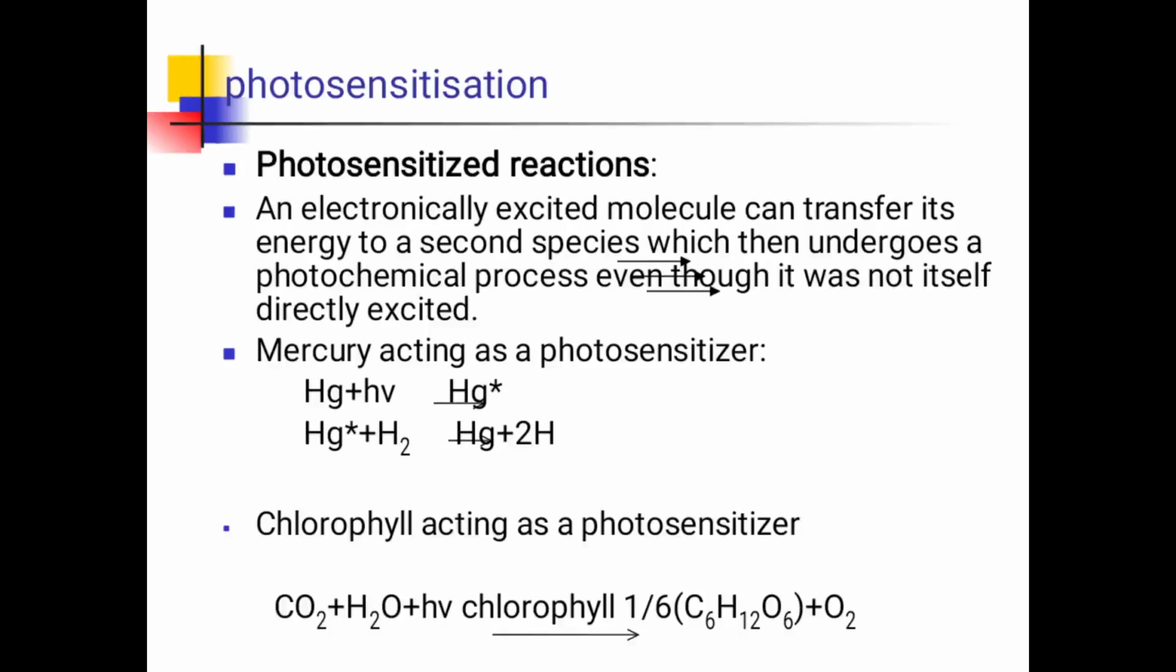Chlorophyll acting as the photosensitizer. Carbon dioxide, which is available in our atmosphere, reacts with water, absorbing light energy in the presence of chlorophyll, to produce carbohydrate and oxygen.